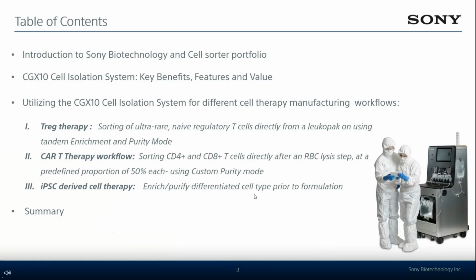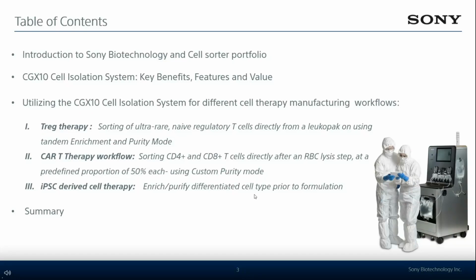An overview of today's talk. First, we'll talk a little bit about Sony Biotechnology and our cell sorter and analyzer portfolio, including the CGX10 Cell Isolation System. We'll go into a bit further depth on this system, exploring the key benefits, features, and value. For the second half of the talk, we'll be looking at utilization of the CGX10 Cell Isolation System for three different cell manufacturing workflows. First, for Treg therapy, sorting of ultra-rare naive Treg cells directly from a leukopak, using the system's combination of enrichment and purity modes.